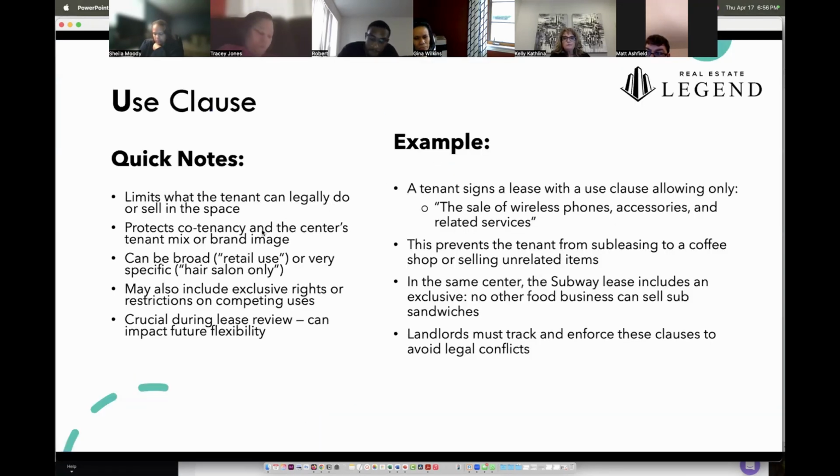Use clause. This one is very similar to a deed restriction in a way, except it's in a lease. It's where the tenant signs a lease that says you can only sell wireless phones here. Or a Subway may come in and say no other tenant is allowed to sell sandwiches in this plaza. So if a Jersey Mike's comes in, I have to turn them down. I'm sorry, there's a use clause. Subway won't let me sell Subway sandwiches or any sub sandwiches to anybody else. I can't lease to you because of the use clause. You will see this. The landlord will put a use clause in, or a big anchor may come in and say nobody else can sell sandwiches or whatever in this plaza.